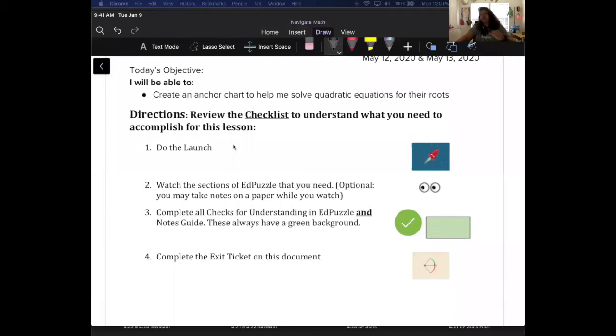Here's our checklist for today. The first is you're going to do the launch. So if you have not done the launch yet, go ahead and pause the video here and complete the launch. If you've already finished the launch, we are going to continue watching this video. We're going to watch the sections of Edpuzzles that you need. So find the timestamp and find the section that you need. And then you're going to complete your check for understanding and the exit ticket in this document.